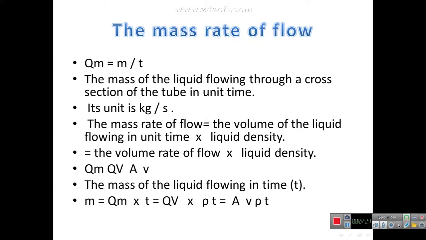The mass rate of flow. Now we must know the mass rate of flow after knowing the flow rate and volume rate. Mass flow rate is defined as the mass of liquid that flows steadily through a definite cross-section area of a tube in 1 second, and it's measured in kilogram over second.